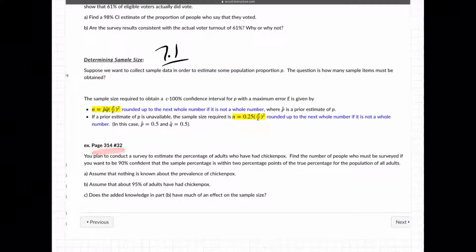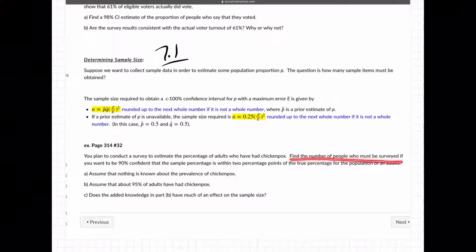And we come on down here. Here's the example. You plan to conduct a survey to estimate the percentage of adults who have had chickenpox. What percentage of adults have had chickenpox? I had chickenpox when I was older. People usually get it when they're younger. I had it when I was in college, actually.